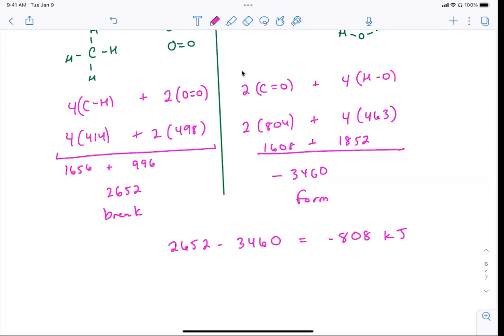But you may have learned this last year as reactants minus products. That's why it's reactants minus products, because reactants are breaking bonds and products are making bonds, so it's releasing energy.